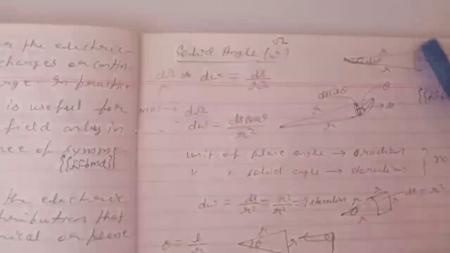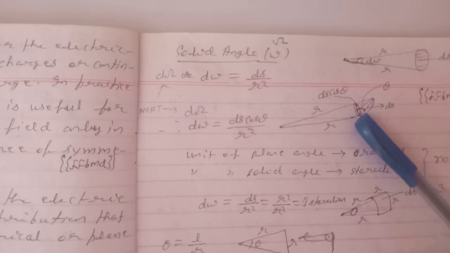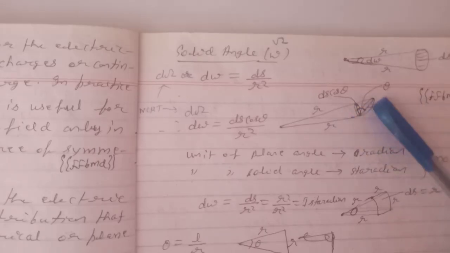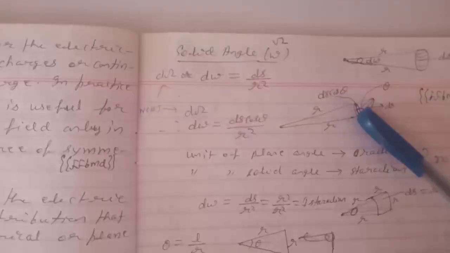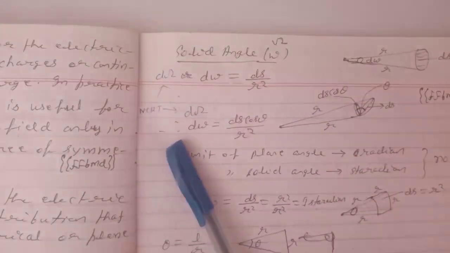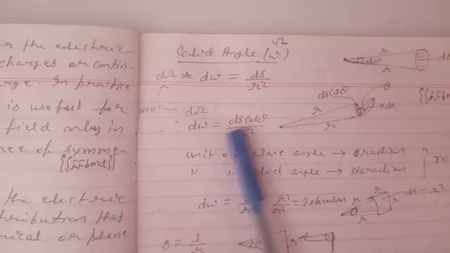Now if the area is not exactly in front of the point but somehow tilted, we can still calculate the solid angle. We have to take its component in this direction, and if this angle is theta, then the component of ds will be ds cos theta, and this distance is r, so we can write d omega equals ds cos theta by r square.